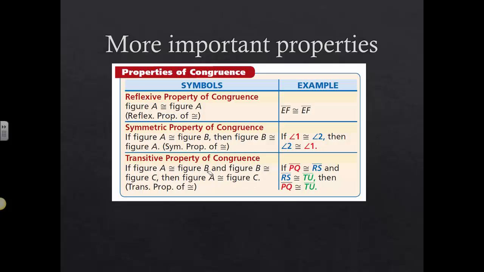If figure A is congruent to figure B and figure B is congruent to figure C, then figure A is congruent to figure C. That's a lot like our law of syllogism. So here's an example here. If segment PQ is congruent to segment RS, and segment RS is congruent to segment TU, then that means that segment PQ is congruent to segment TU. Again, very similar to the law of syllogism.